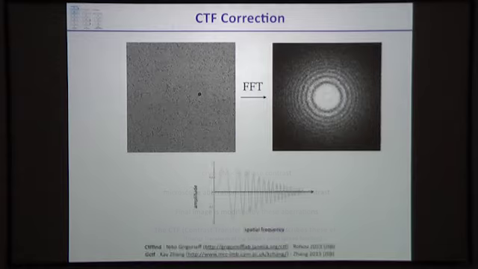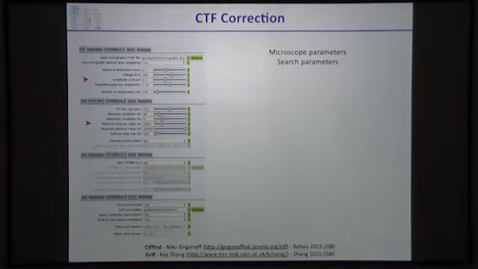So luckily, we can do that fairly easily by modeling the CTF of our images by finding the defocus and fitting this sinusoid curve that will explain the Thon rings in the images. And there's many different software that do this.